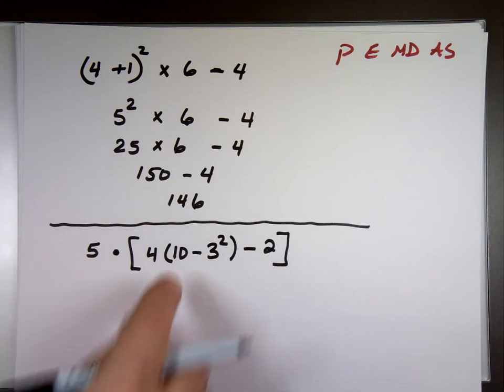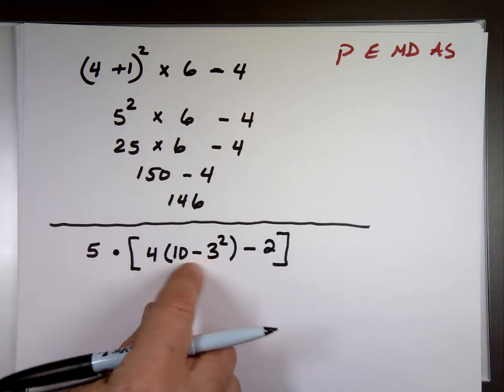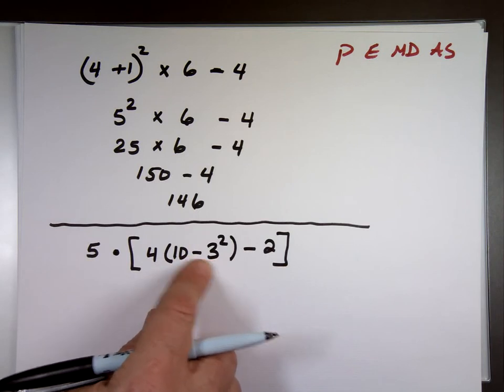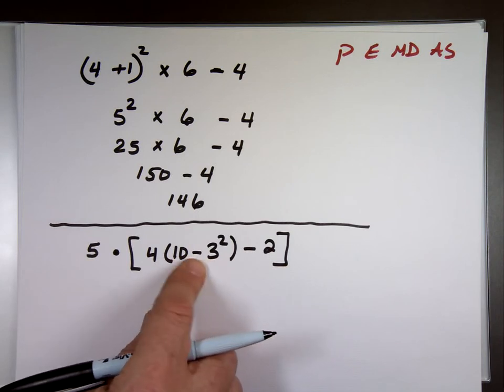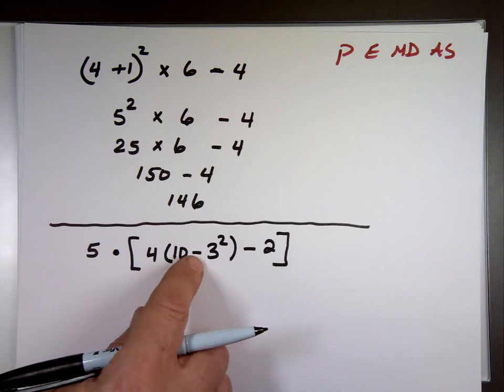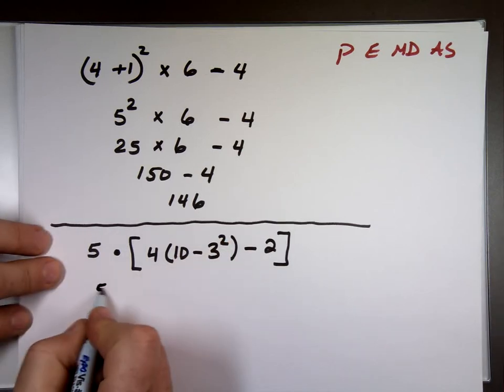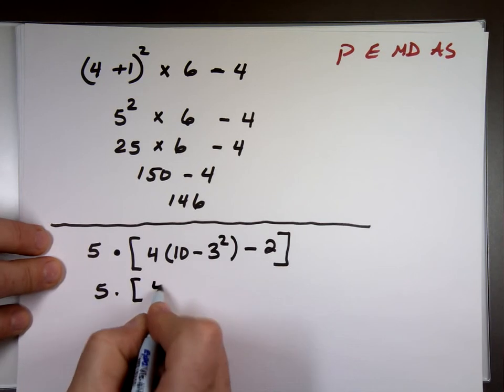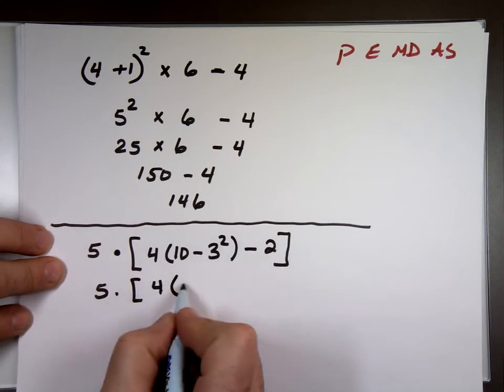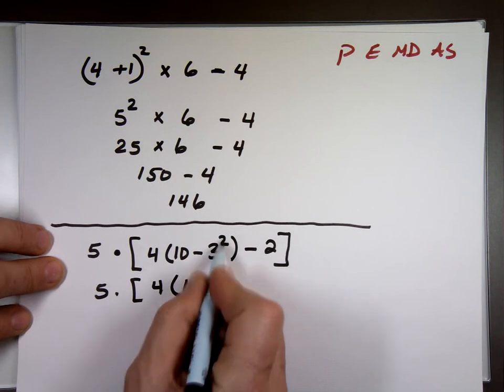Do what's inside the little one here. When you're inside that, you still want to follow the rule of operations. So you have 10 minus 3 squared. Which operation are you going to do first? So the 3 squared is first. 10 minus, what is 3 squared? 9.